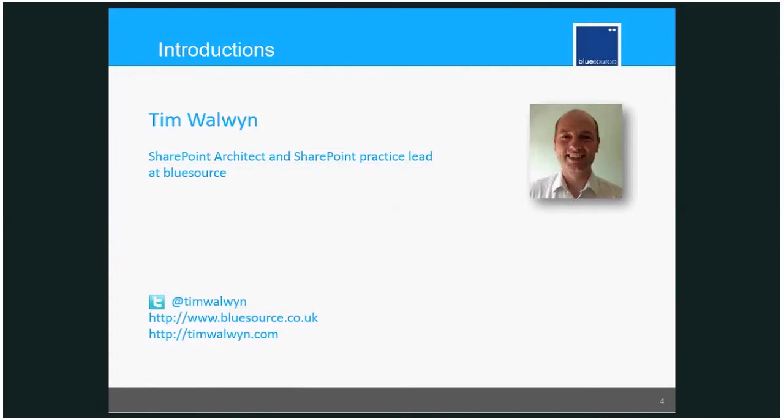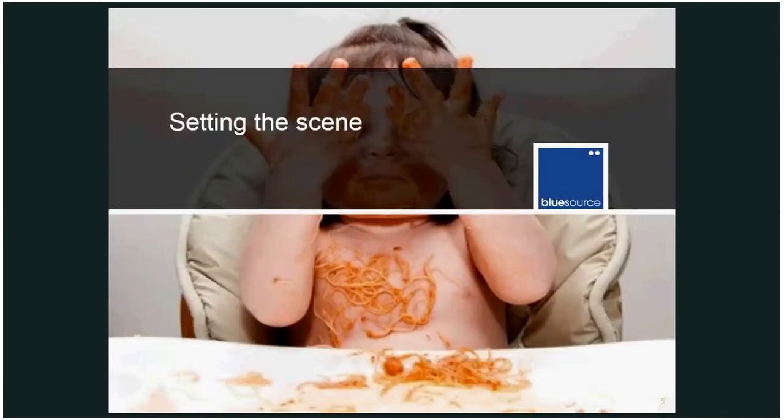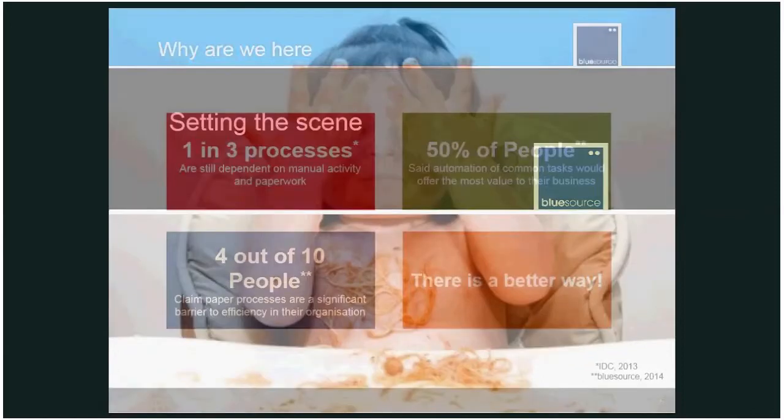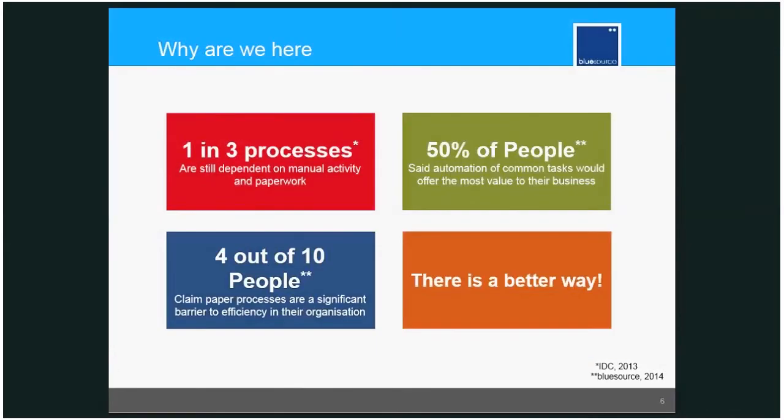Okay, so to kick things off, let's set the scene and run through a few examples and some facts and figures. In terms of why we're here, we've got some stats, both from our own surveys that BlueSource has run and also the IDC, in terms of what people are finding with business processes. Just to pick on a couple of these, 1 in 3 processes are still dependent on manual activity and paperwork. And if you look at the one at the bottom left, 4 out of 10 people claim that paper processes are a significant barrier to efficiency within their organization. So this is something we're hoping to try and answer and extrapolate for you today.